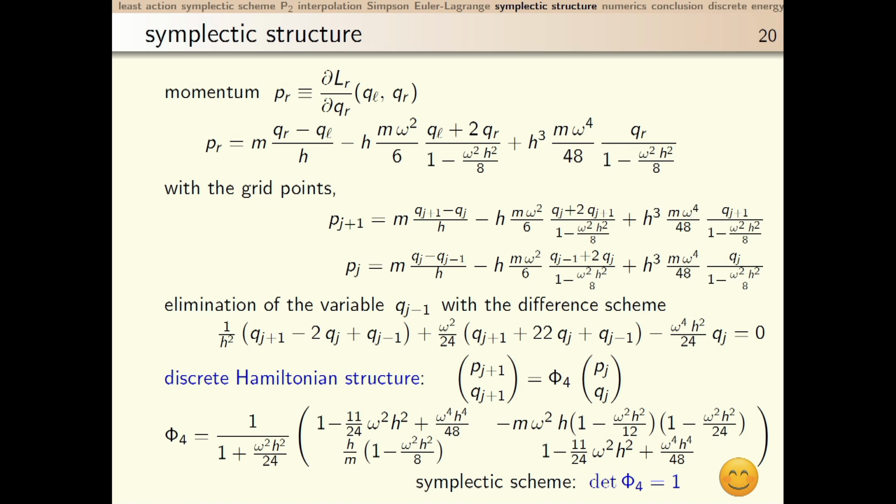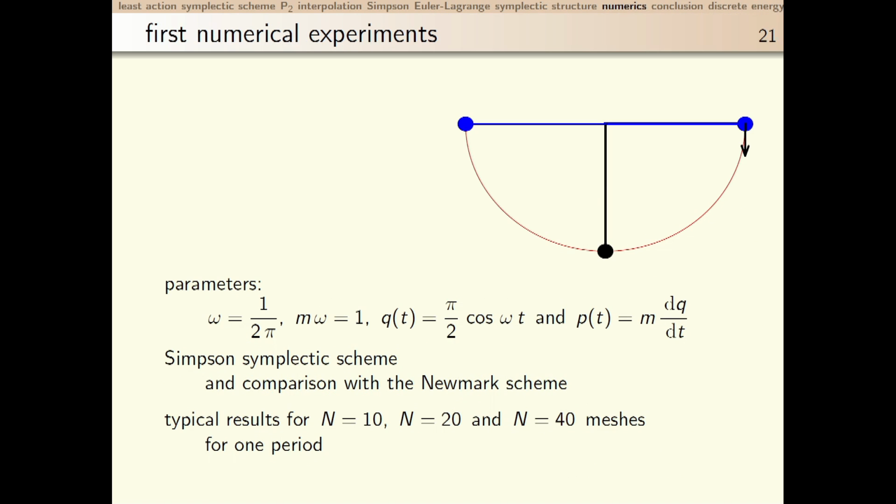And the determinant of this matrix is equal to 1. Therefore, the scheme is symplectic. Okay, I used it for a pendulum, but with a big initial angle in order to go to the nonlinear case, but I present only the linear case.